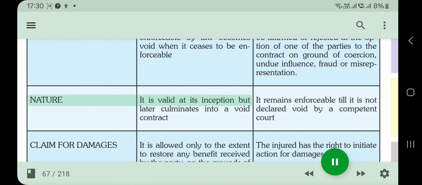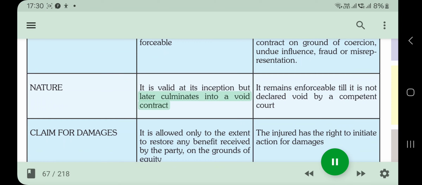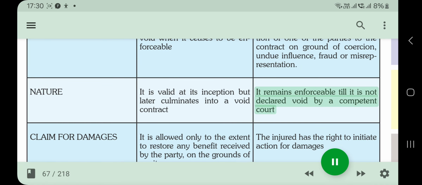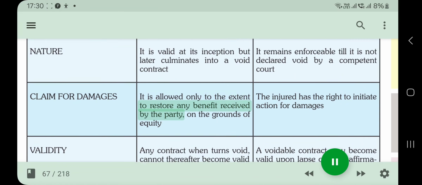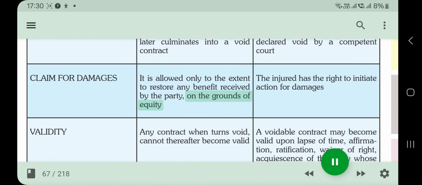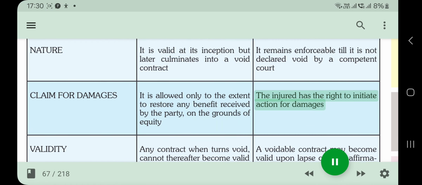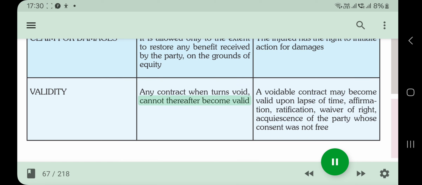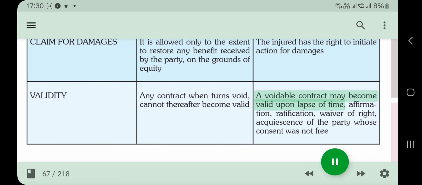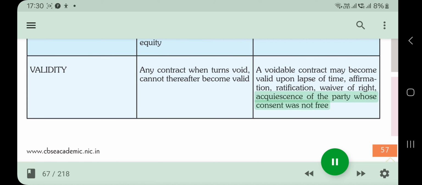Nature: it is valid at its inception but later culminates into a void contract. It remains enforceable till it is declared void by a competent court. Claim for damages: it is allowed only to the extent to restore any benefit received by the party, on the grounds of equity. The injured has the right to initiate action for damages. Validity: any contract when turns void cannot thereafter become valid. A voidable contract may become valid upon lapse of time, affirmation, ratification, waiver of right, or acquiescence of the party whose consent was not free.